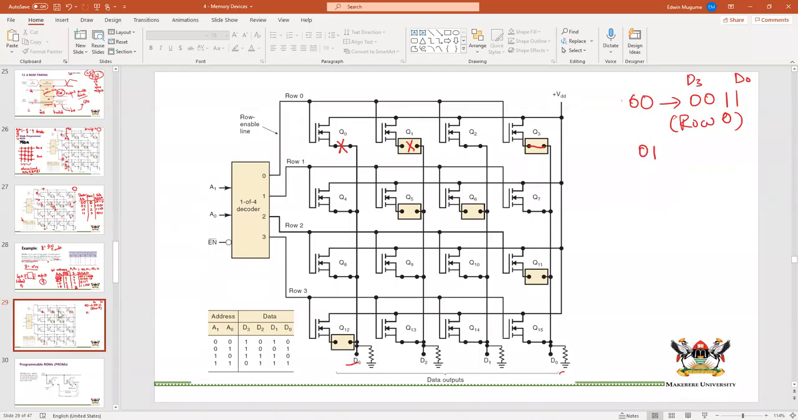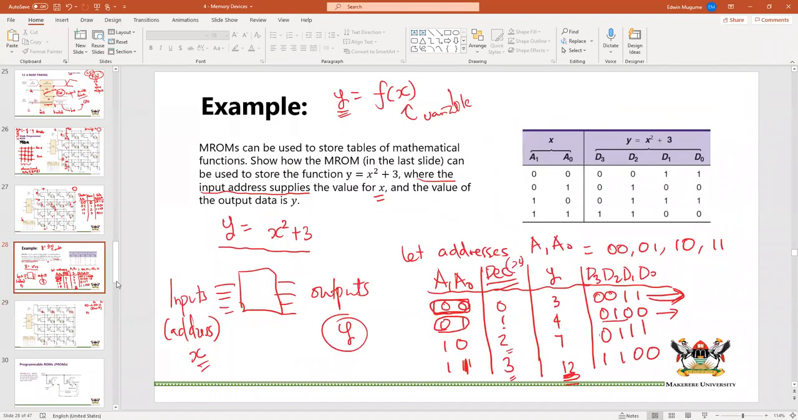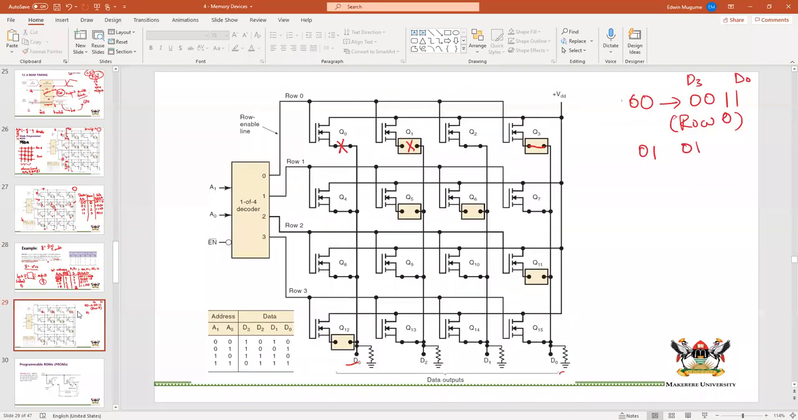For 01, we have seen that we have 0100, okay? It is 0100, and it is row 1. So for 01, I'm going to select row 1, and I will break that. I will leave this connected. I will break that, and I will also break that, and so on and so forth.